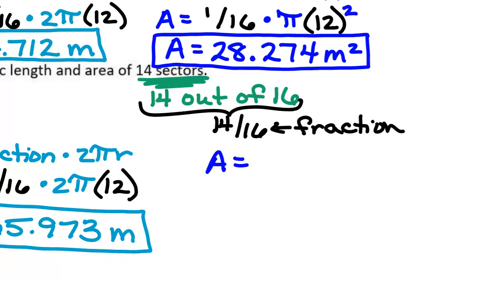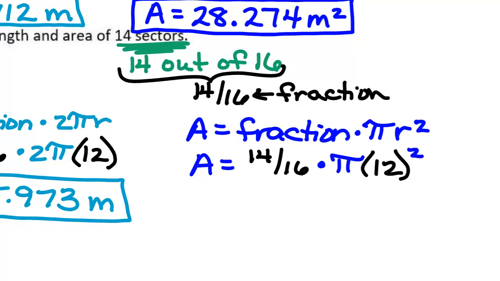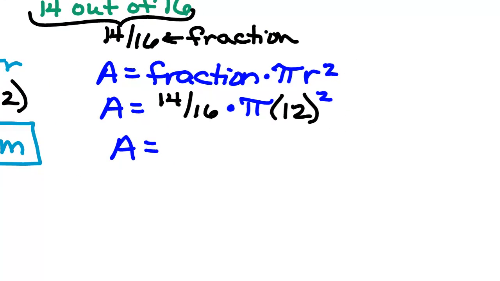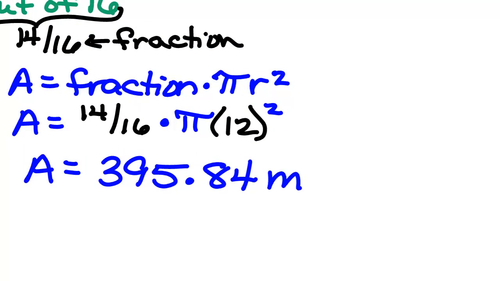And then area is equal to the fraction times pi r squared. So my area would be my fraction, 14 out of 16, times pi, times my radius of 12 squared. What is the area? 395.84 units. Meters squared.